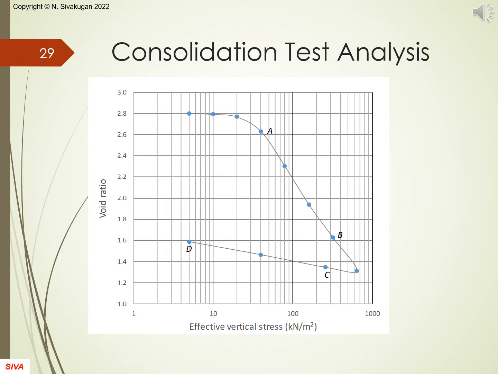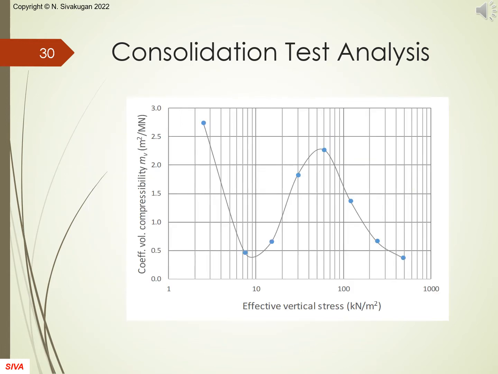Here, we have the e-log sigma V' plot, which clearly defines the loading and unloading paths. We can see that the pre-consolidation pressure is around 30 kilopascals, where we see a sharp turn with a significant increase in the slope. As usual, mv varies with the effective stress. Usually, in settlement computations, we select a value appropriate to the stress level.